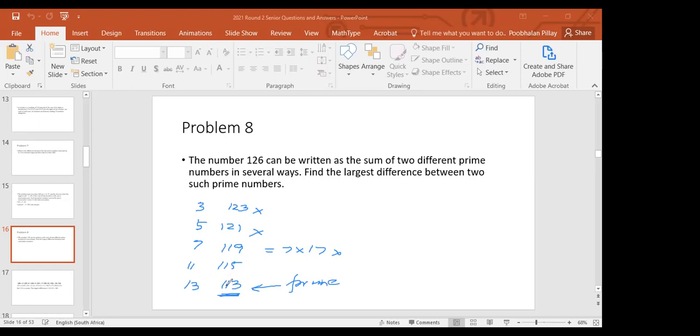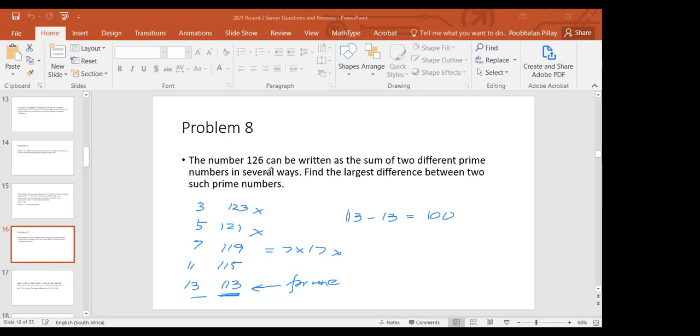So we've got a sum of prime numbers, but we want the largest difference. You see, that is why I started with the small ones first. As long as you start with small ones, you're going to get a very large difference. So the largest difference will be 113 minus 13. You have to start with small primes to get the largest difference because they both add up to the same number. Okay.